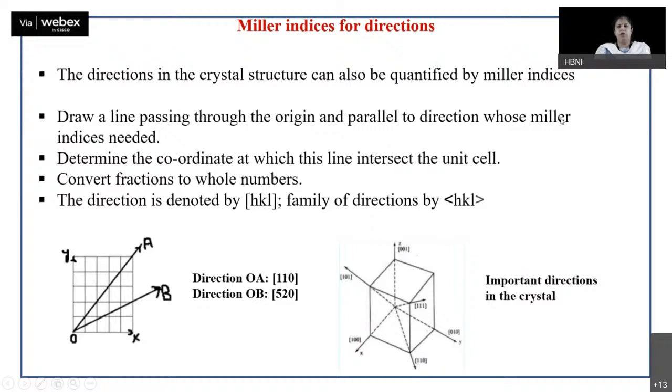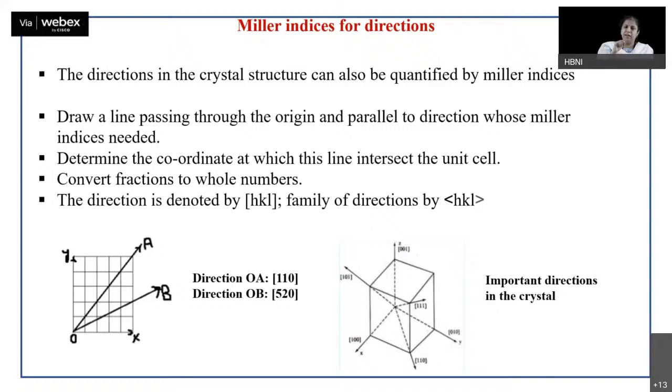Now, most of the time we also define directions in the unit cell. Again, finding directions in the unit cell is another easier task. What you have to do is, suppose any random direction is given in the unit cell and you are asked to label that particular direction. You take that direction and then, parallel to that direction, draw a direction which should pass through the origin.